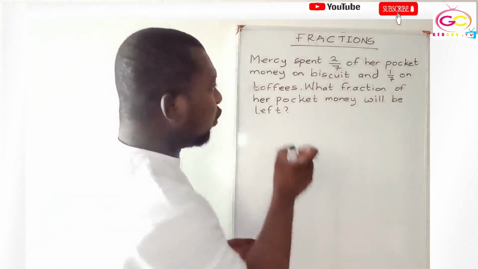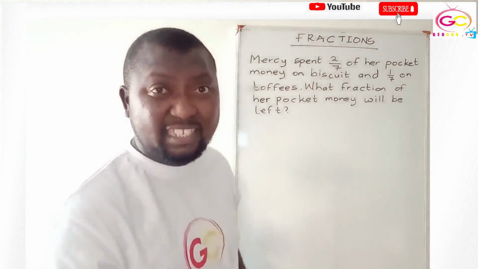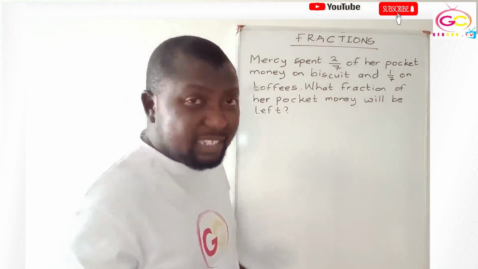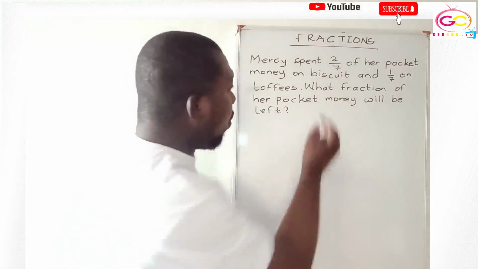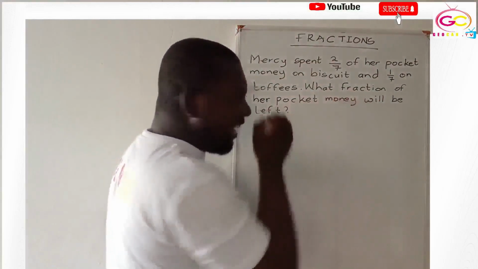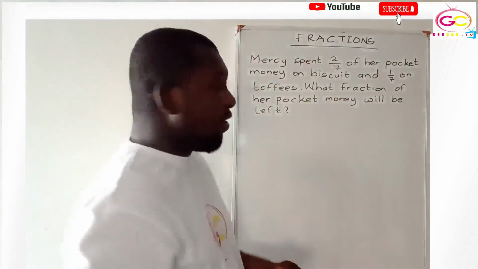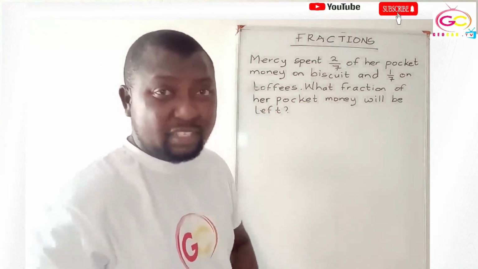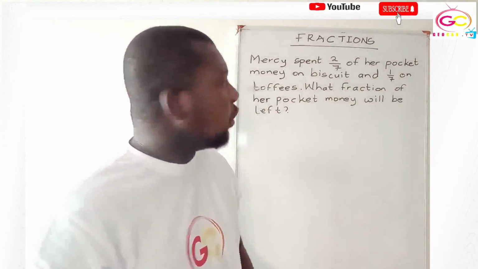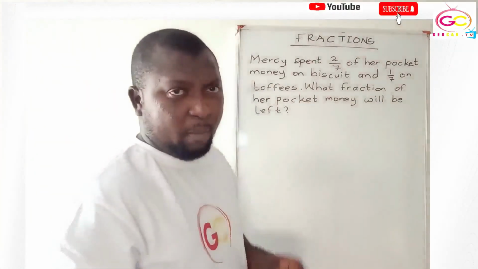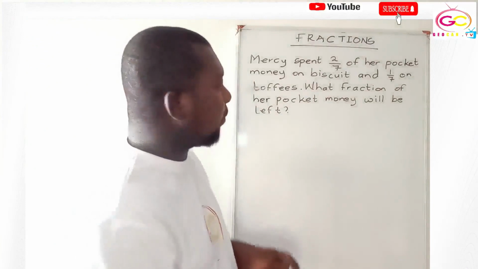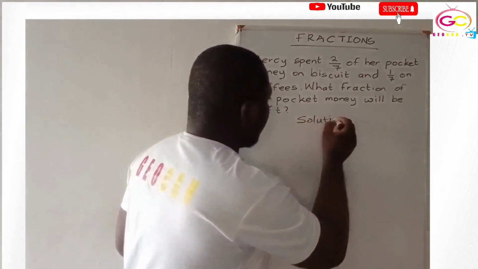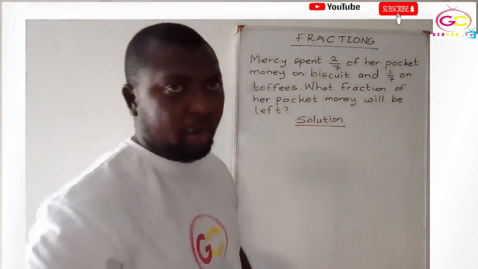It's so critical to always determine or tell what the question is seeking or asking for. And what is the question seeking or asking for? What fraction of her pocket money will be left? So what? The fraction of pocket money that will be left. That is what the question is seeking for, right? Good. Now, pay critical attention here. Let's write our solution. As I always say, solution simply means how you solve it.